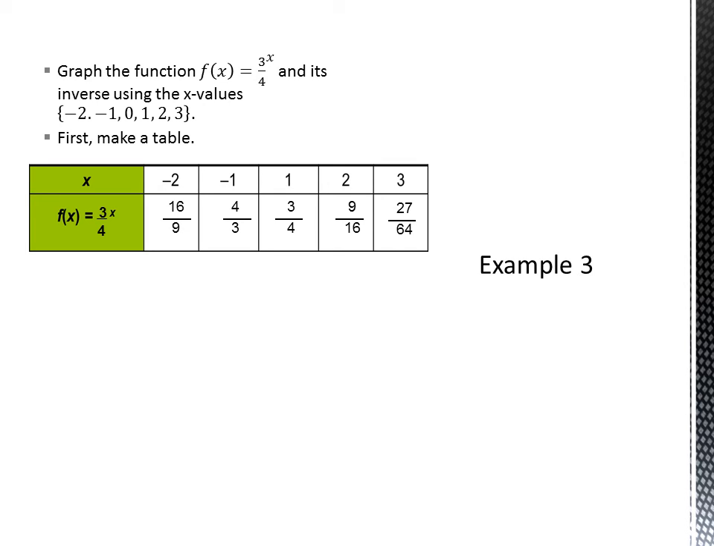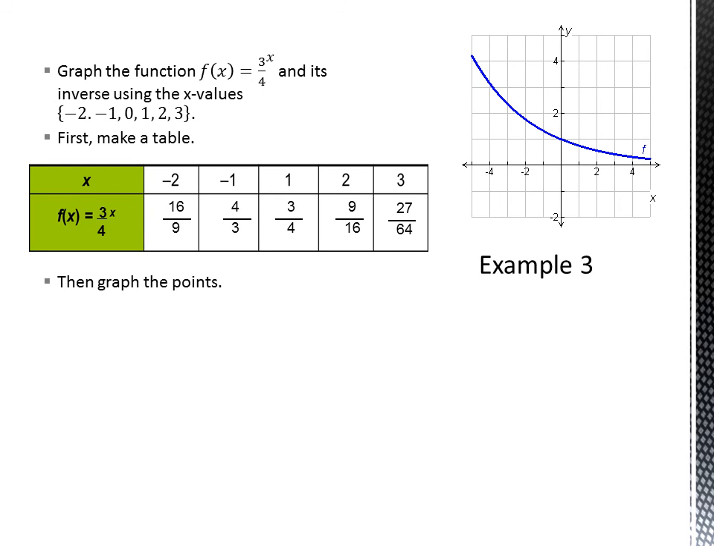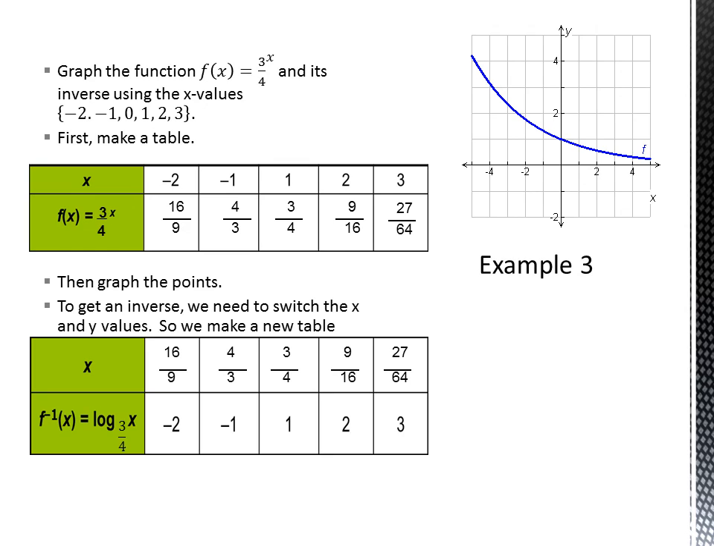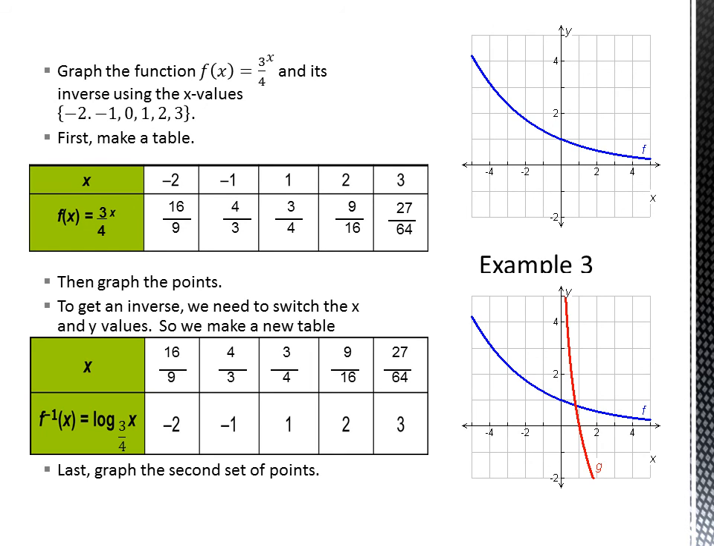Remember, we're getting these by plugging the x into the original equation. So this would be 3/4 to the -2, 3/4 to the -1, 3/4 to the first, 3/4 to the second, and 3/4 to the third. Now we graph the points, x, y, and this is the graph we should get on the right. To get an inverse, you switch again the x and the y. So we switch the top and bottom rows, and then graph these points. Notice that the blue line is the original, and the red line is the inverse.